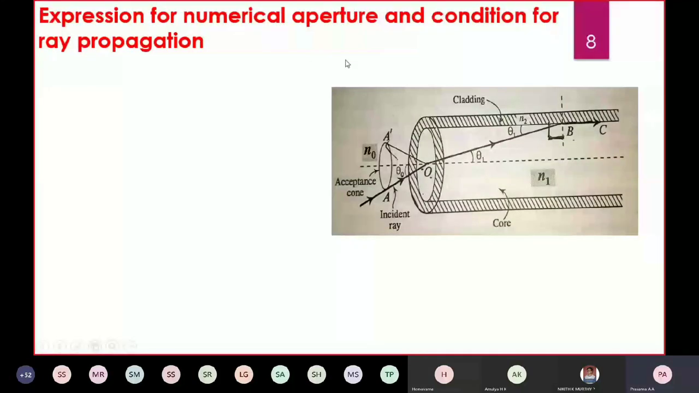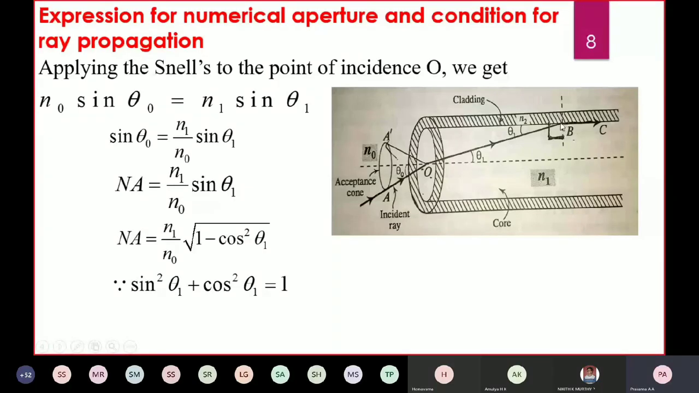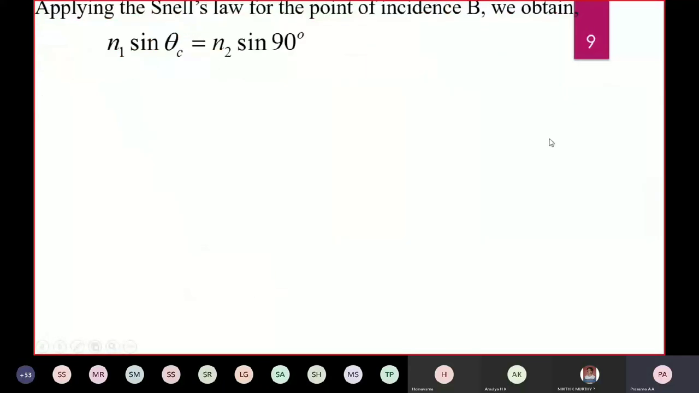Here, the expression for numerical aperture was already started. So in this diagram, B is the point where the core acts as the medium of incidence and clad as the medium of refraction. So N1 sin theta C, here in this diagram theta C is here, equals N2 sin 90 degrees, because the angle of refraction is 90 degrees. That is what I have written here. N1 sin theta C equals N2 sin 90 degrees, and sin 90 degrees means it is 1.